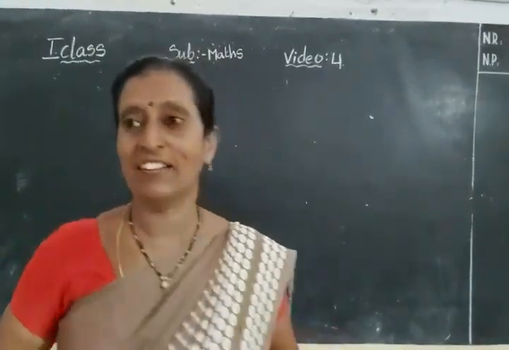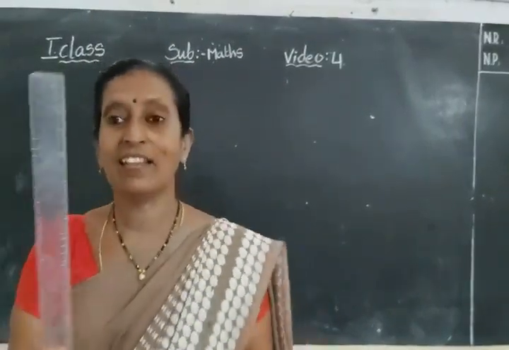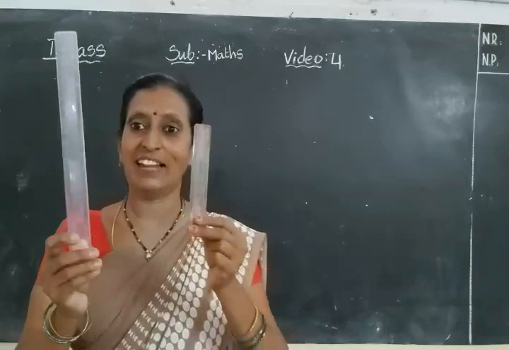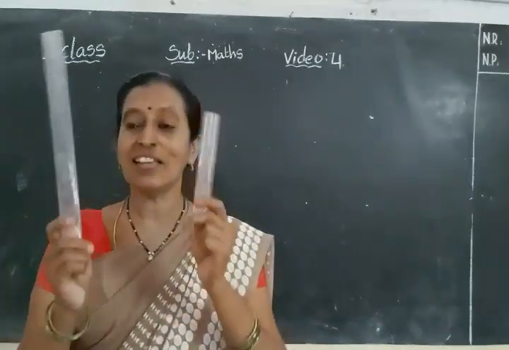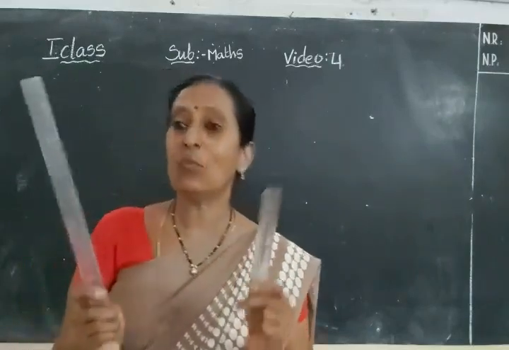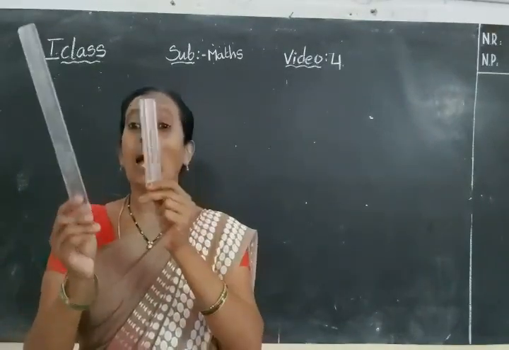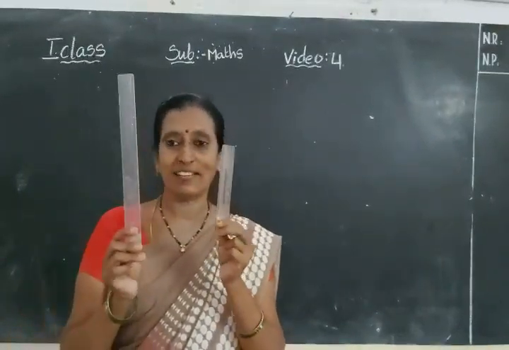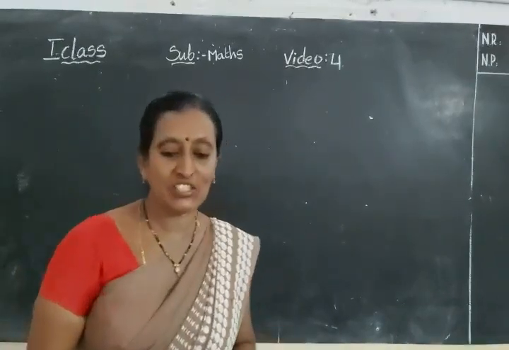See this scale. This is a scale and this is a scale. These two are scales, but they are not the same size. These two objects are not the same size. Here, what do you observe, children? You are comparing these two objects. Today the topic is comparisons.